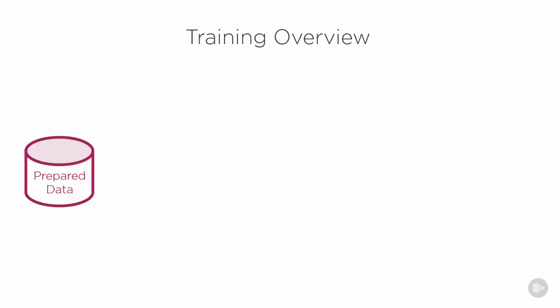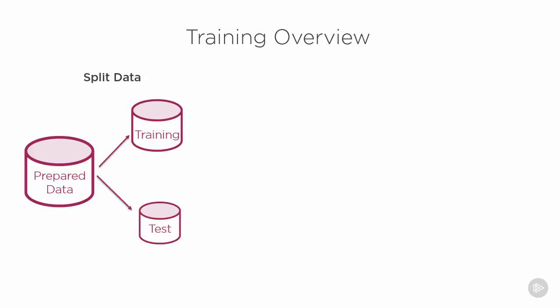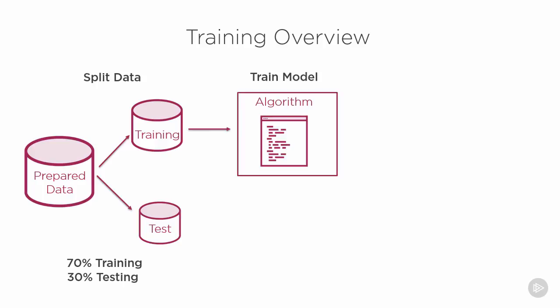Let's review the supervised machine learning training tasks we need to perform. First, we will split the prepared data into two sets of data, one for training and one for testing the trained model. Typically, about 70% of the data goes into the training set and about 30% goes into the testing set. Then we will train the algorithm with the training data. We'll hold the test data aside for evaluation.